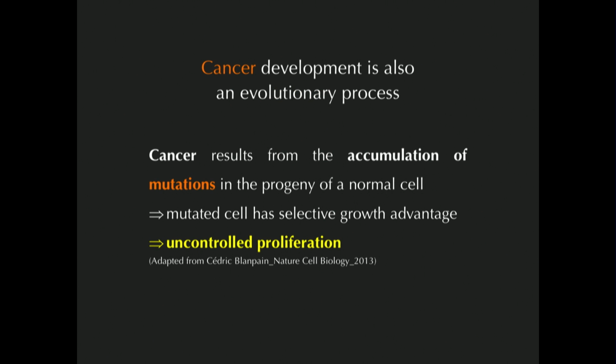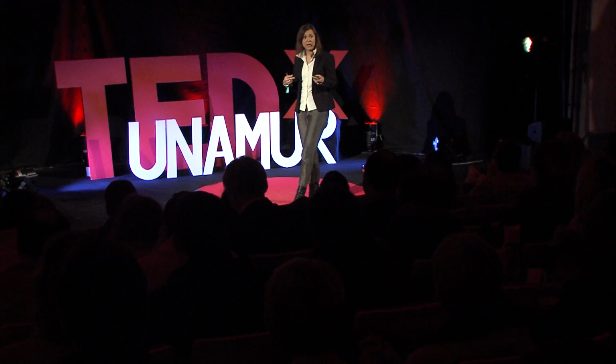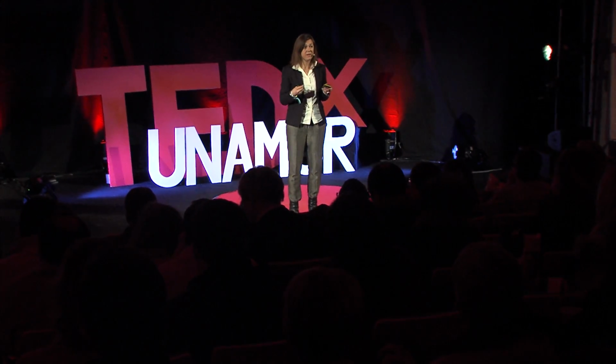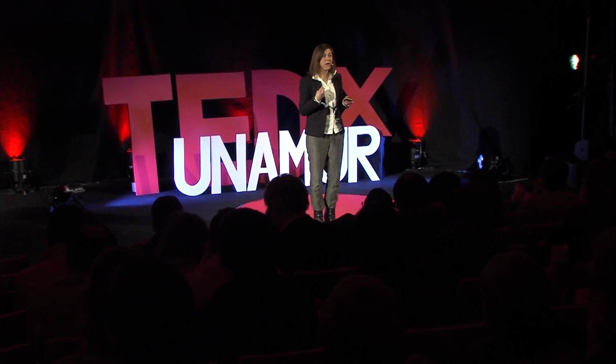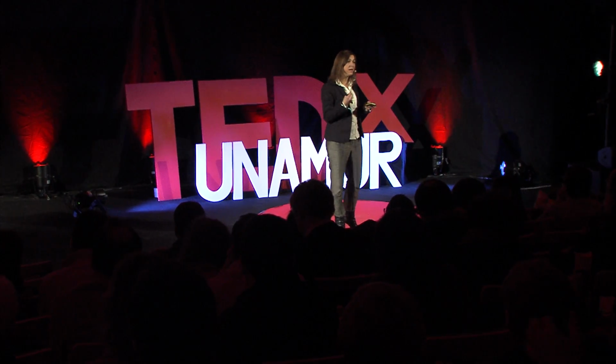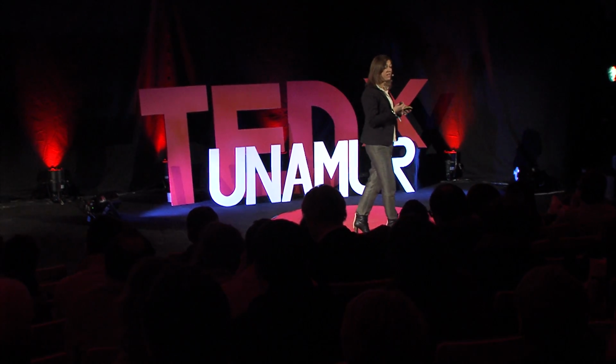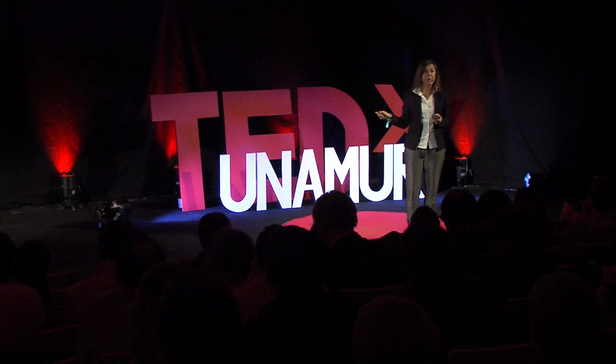And look at cancer development. Cancer development is also an evolutionary process. It follows the same mechanism. Each of our cells accumulate randomly these changes, these mutations. But if one of these normal cells suddenly gets a growth advantage, a mutation that gives it a growth advantage compared to the other cells, it will start to grow quicker, an uncontrolled proliferation, and cancer can occur. And of course, it's a problem to humans, we know it.